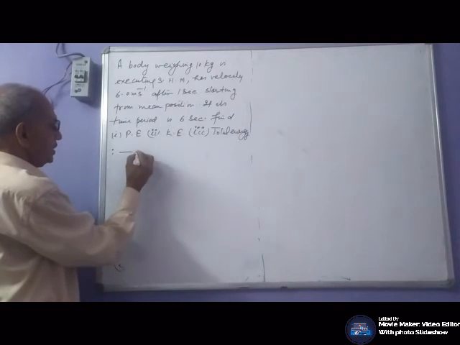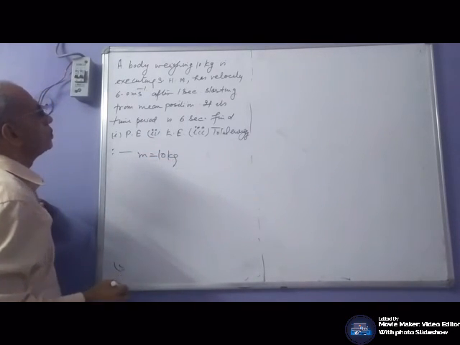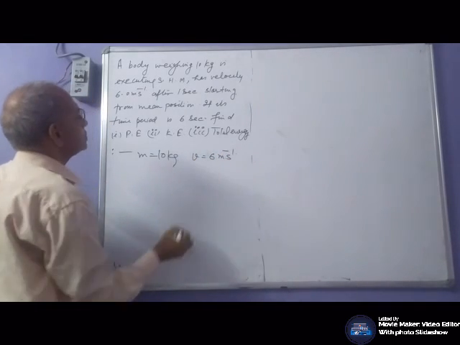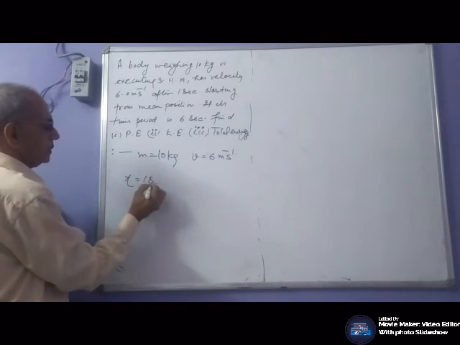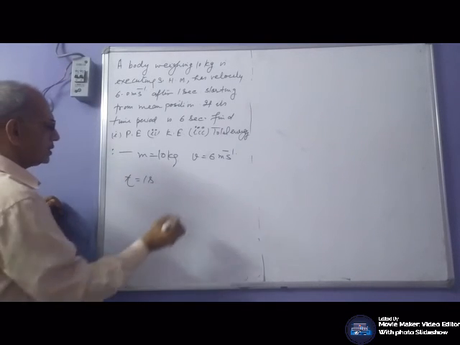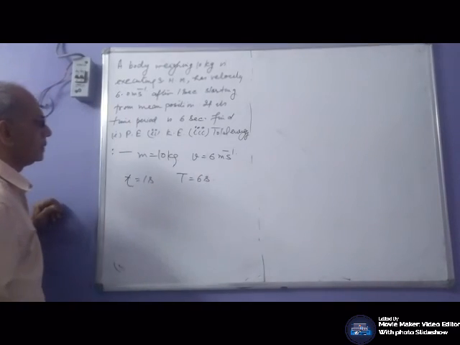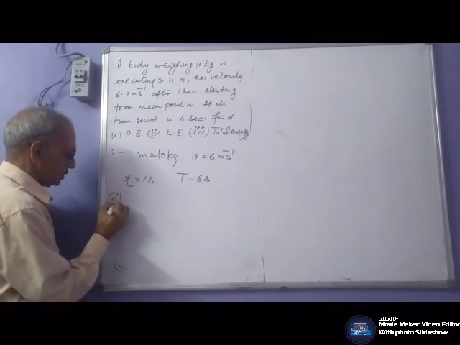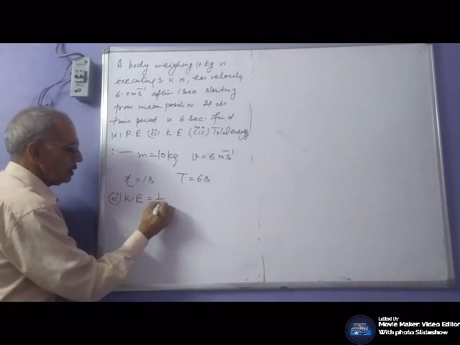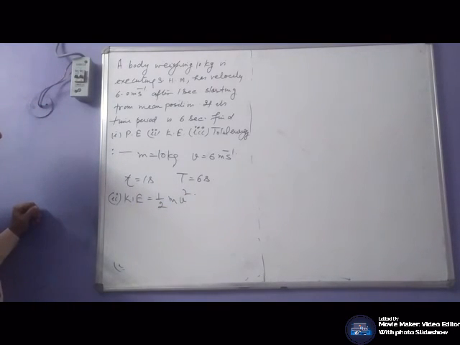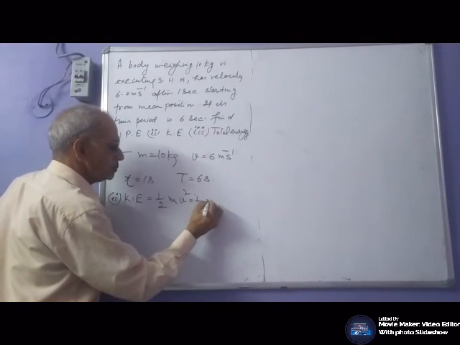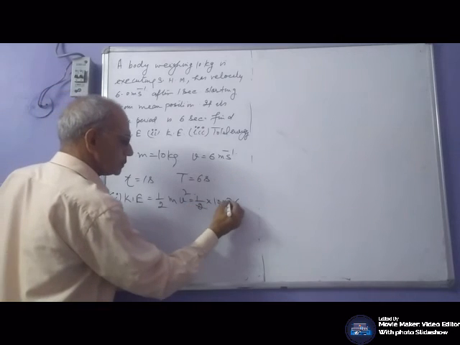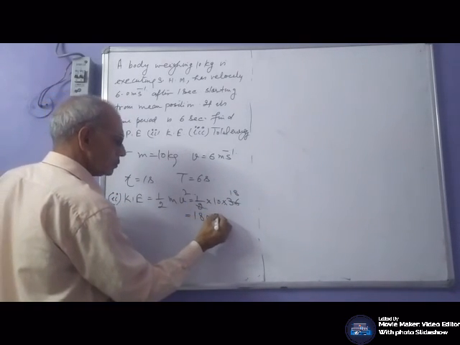A body of mass 10 kg is executing S.H.M, has velocity 6 meter per second after 1 second, starting from mean position, and its time period is 6 seconds. Find these things. First, we will find kinetic energy. It is half m v square, which is half of 10 times 36, that is 180 joules.